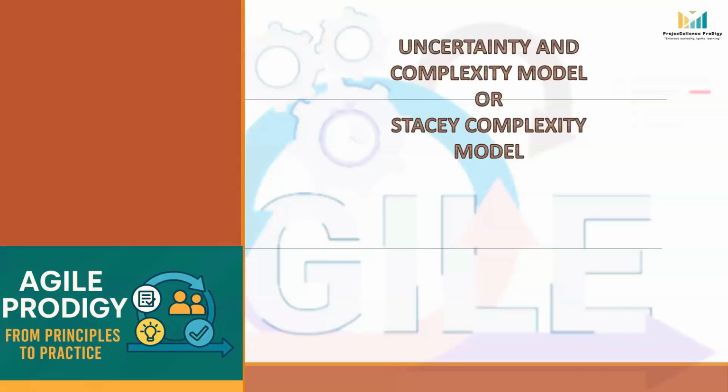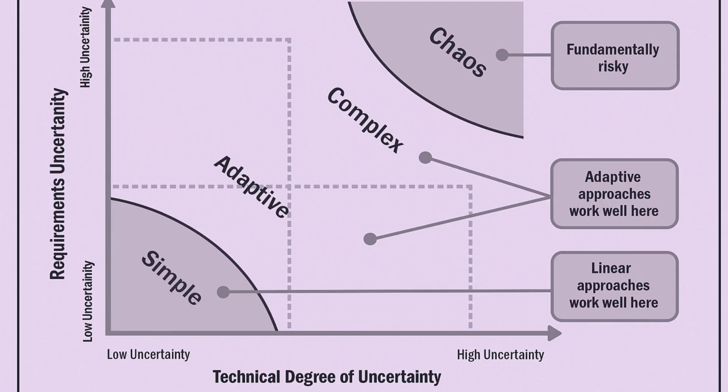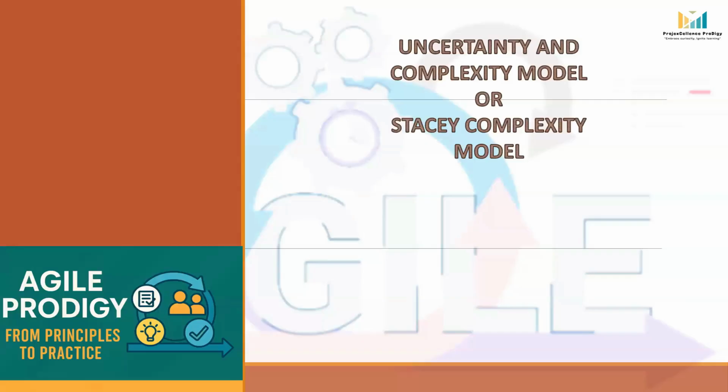In today's episode, we will decode the Stacey Complexity Model, a powerful tool that helps you choose the right project lifecycle based on how much is known and how much is not. From simple tasks to chaotic challenges, we will walk through each zone with real world examples and show you why Agile thrives where uncertainty lives. So let's get started.